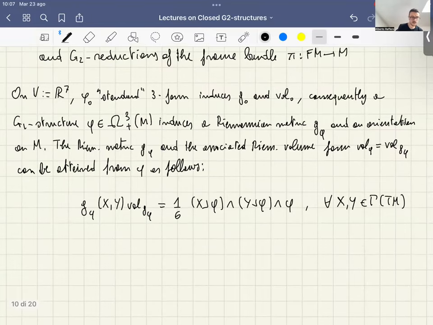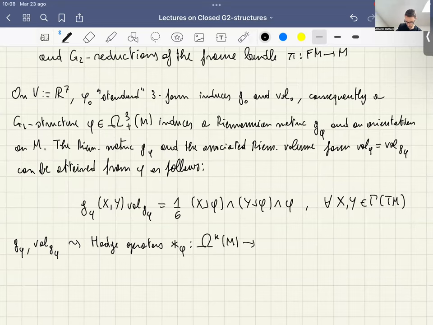And so in particular, as a consequence, you have a Riemannian metric, you have a volume form, and then you can define the Hodge operators, that again I shall denote by star phi to remember that they depend on the three form phi. They are defined from the spaces of k forms to the spaces of 7 minus k forms on the manifold.